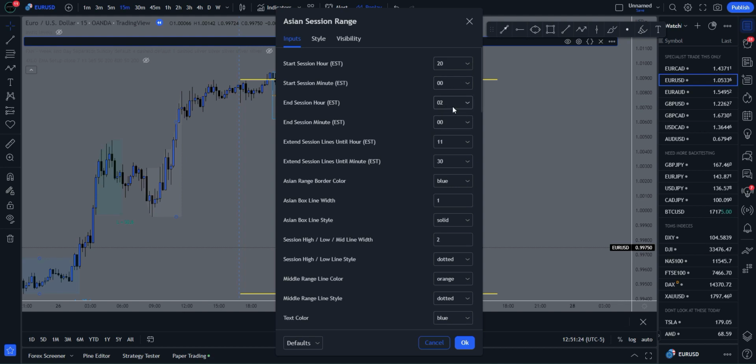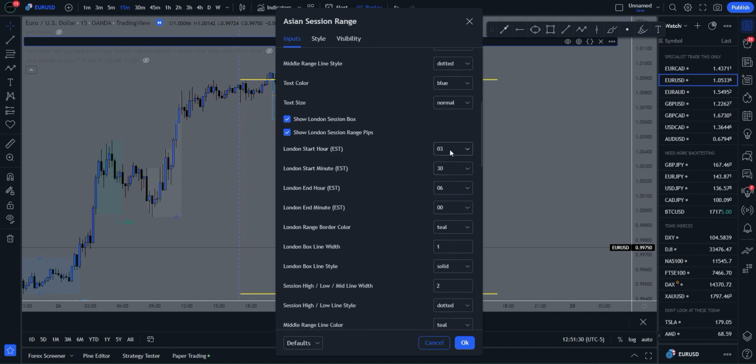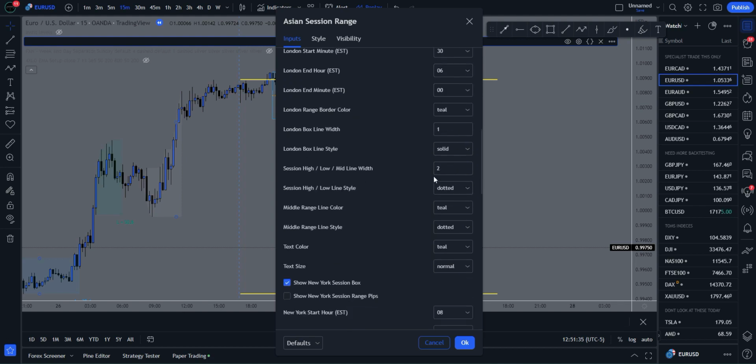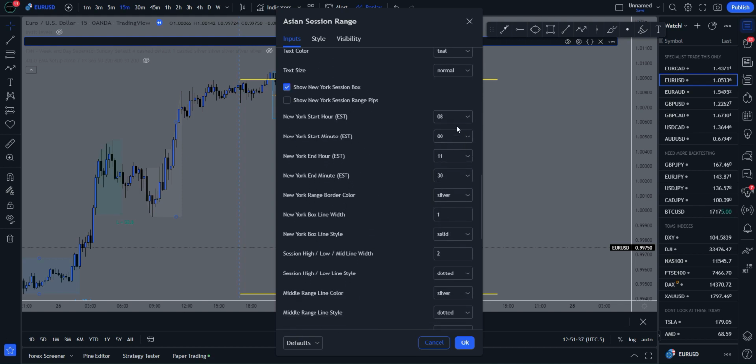Keep in mind that I live on the East Coast, so this is EST time. My London session goes from 3:30 to 6 a.m. I don't even trade that session, and my New York session goes from 8 to 11:30. So if you guys want this indicator, I showed you where you can find it.